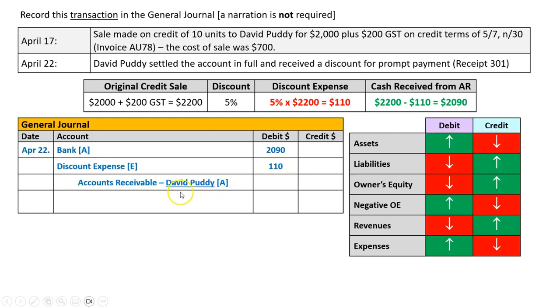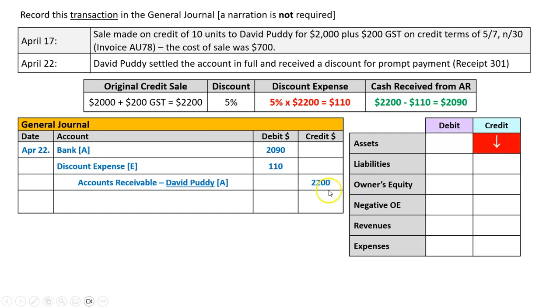And lastly, his account, he did owe us $2,200, David Putty, but now the asset called accounts receivable is going down. And when an asset goes down, that's a credit. And what's happening is it's actually going down by the entire amount. He owes us $2,200 less in total. Why? Because he paid $2,090 and he was given a discounted expense of $110. If we get asked for a narration, always give too much information. David Putty settled the account with a 5% discount, and we've got receipt 301.